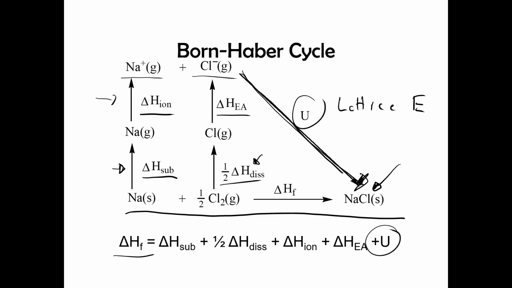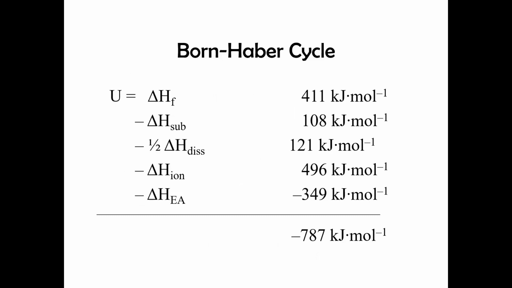The delta H of formation is going to be equal to adding up all of these individual steps here, the sublimation, dissociation, ionization, electron attachment, and U. And so if you solve for U, you can actually estimate lattice energy. And so I have done that here. And these are all, you can look these up in the enthalpy table, or there are some ionization tables in the back of your book where you can look all this up.